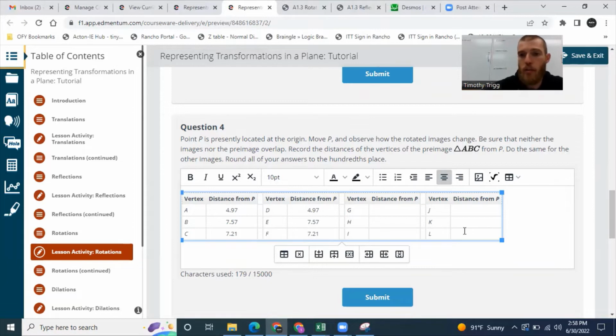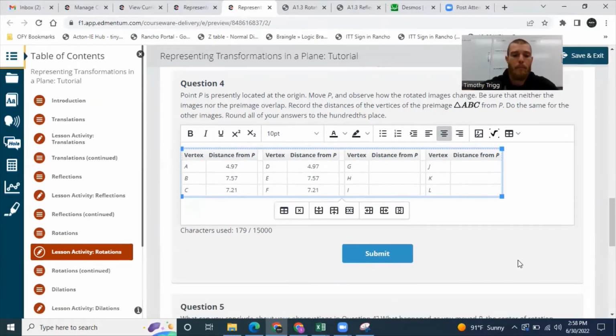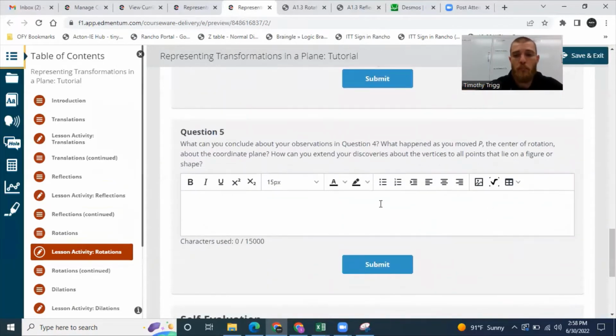Okay, and then so on and so forth. So go ahead and finish filling that out. And then when you're done, move on to question 5. What can you conclude about your observations in question 4? What happened as you moved point P, the center of rotation, about the coordinate plane? How can you extend your discoveries about the vertices to all points that lie on a figure or shape?